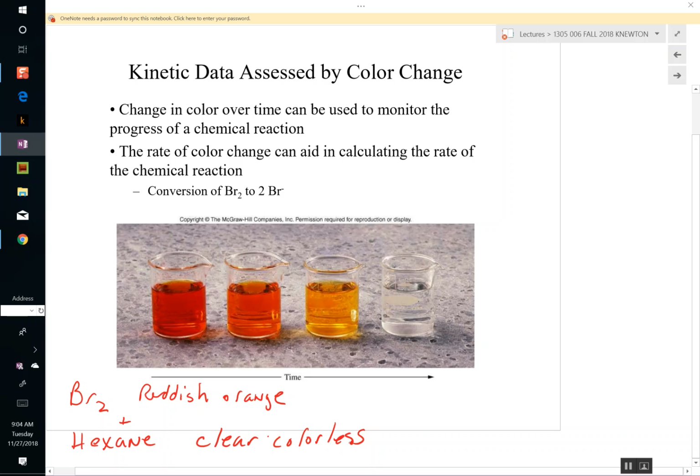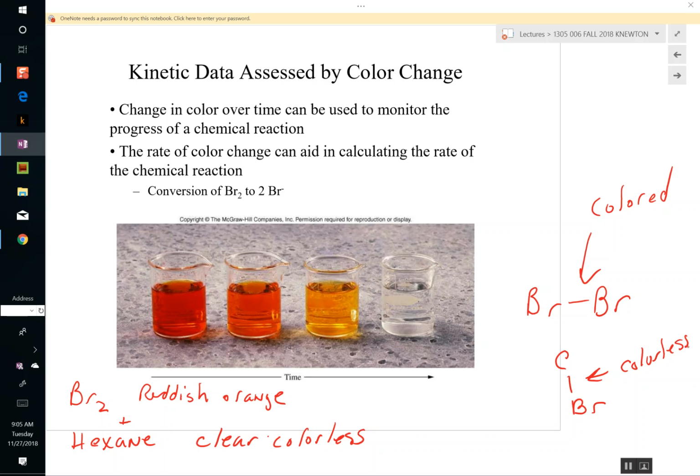What's happening is the bromine, like this, that bond is colored reddish orange. But this bond is colorless. That's what's happening here. Is the bromine still there? Yeah, the bromine's still there, but it's not attached to a bromine. Follow me? And it loses the color. It loses the bromine color.